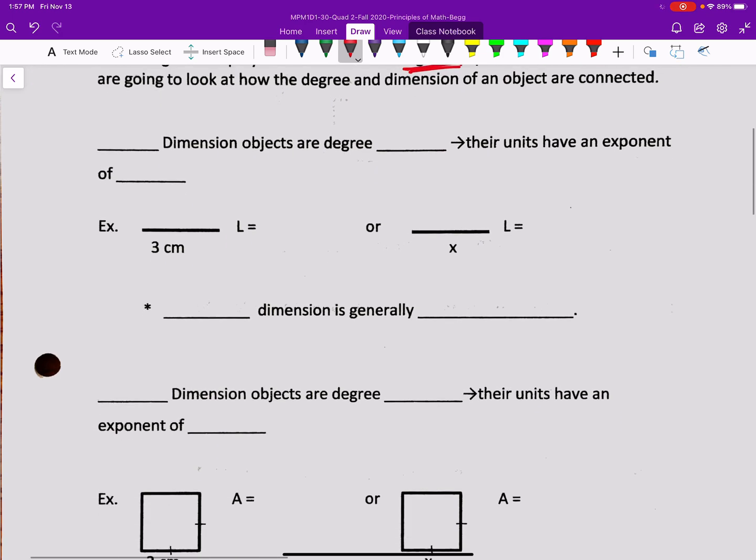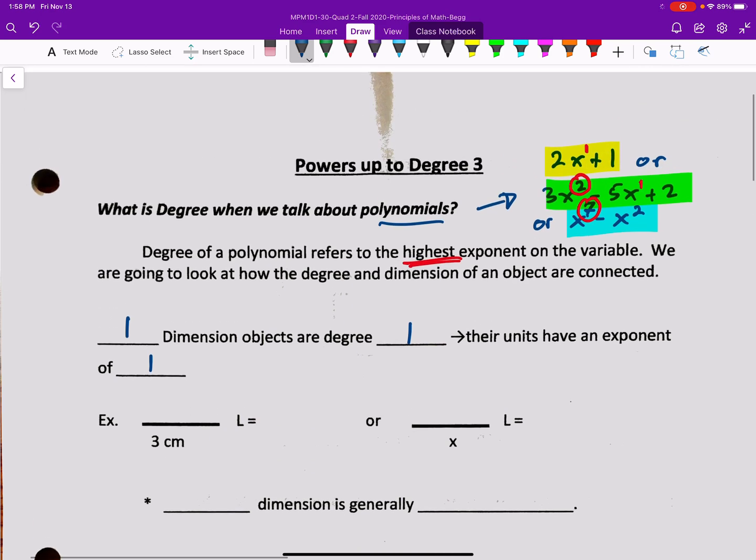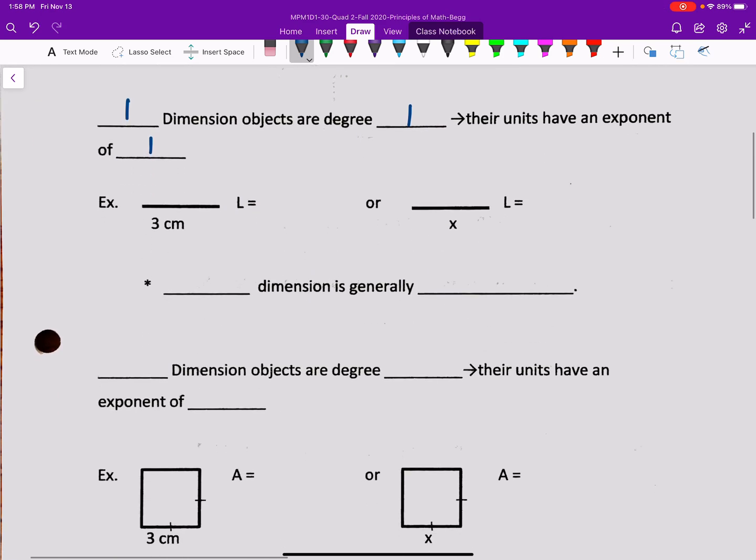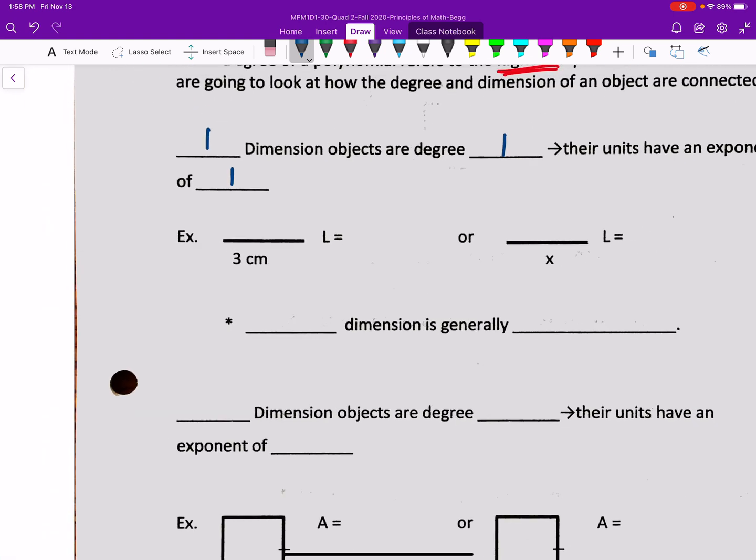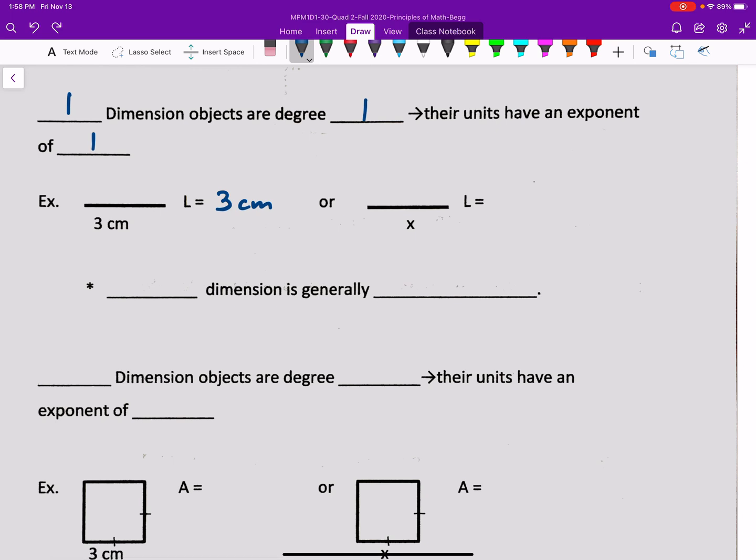Then we're going to look at dimensions, as in 1D, 2D, 3D, and the units to go with them. One-dimensional objects are degree 1, and their units have an exponent of 1, as we already saw in the yellow one. We might not even see the exponent 1 written there, because we don't usually write it. For example, if that line is 3 centimeters long, the exponent on the units is assumed to be 1, although we don't write it down. Or if something is x units long, then the length would be x centimeters. Again, x is just a variable, to suggest we don't know how long something is.